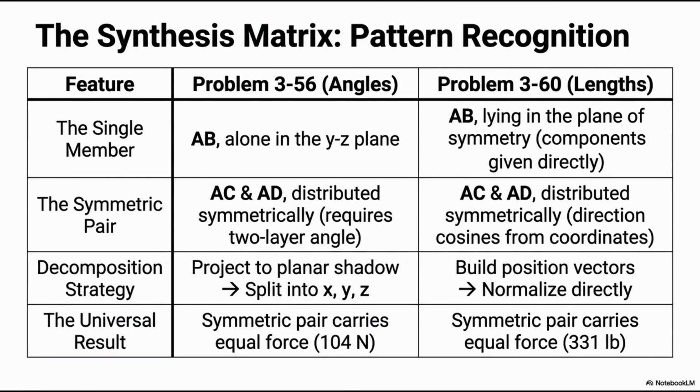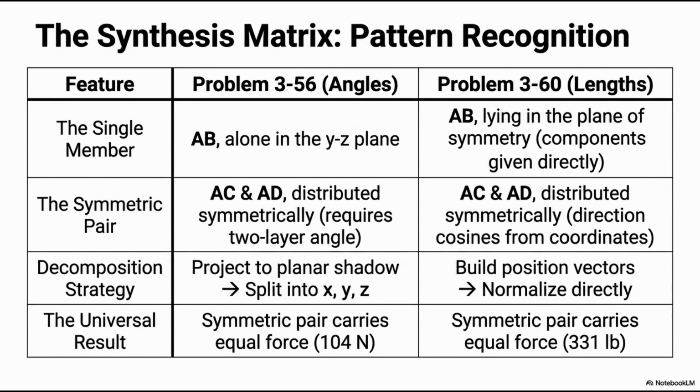Looking at the summary comparison between these two problems, both share a single member lying in a specific plane and a mirror symmetric pair. In problem 356, the symmetric ropes require a two-layer angle decomposition onto planar projections, while in problem 360, the symmetric chains utilize coordinate-based position vectors. In both cases, mirror symmetry directly leads to equal tension forces in the symmetric pair, cutting the required equations roughly in half. Several common errors are worth watching for in these setup patterns.